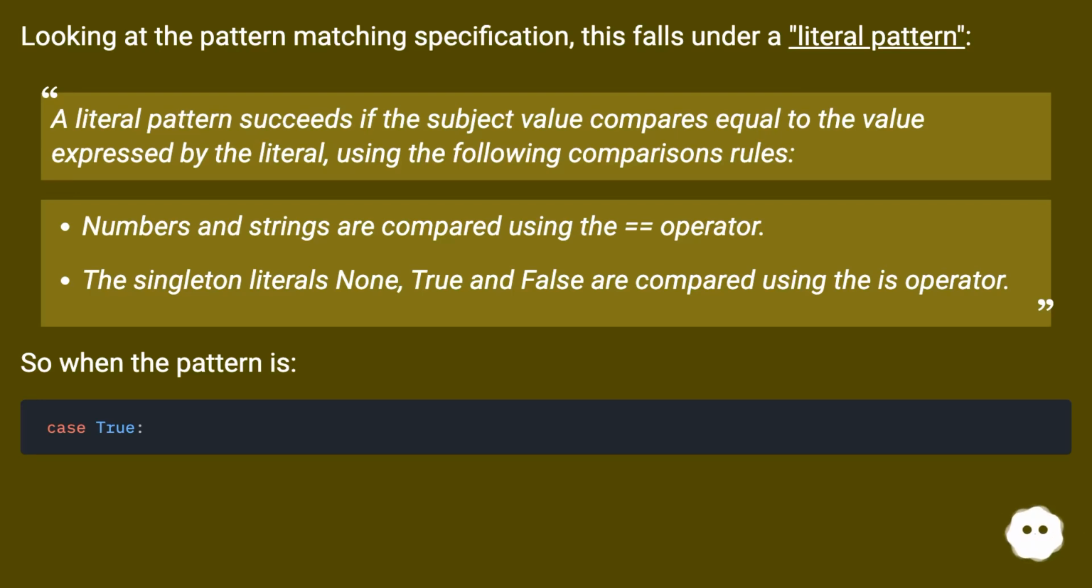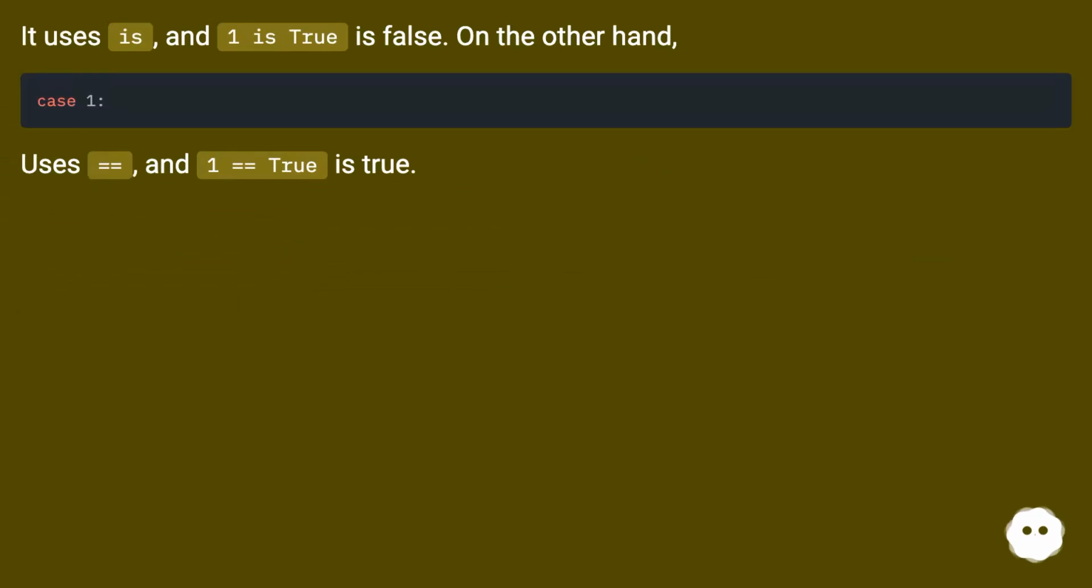So when the pattern is case True, it uses is, and 1 is True is False. On the other hand, case 1 uses equals, and 1 equals True is True.